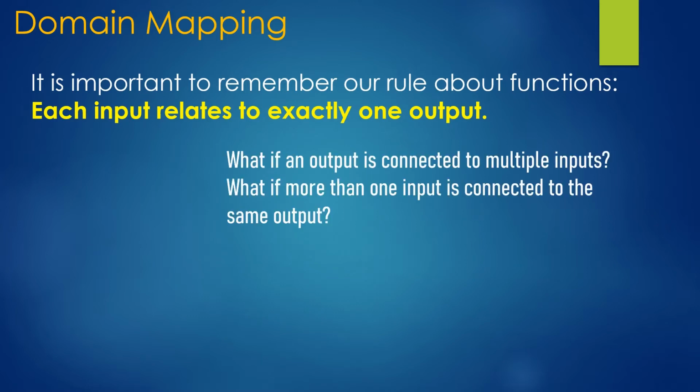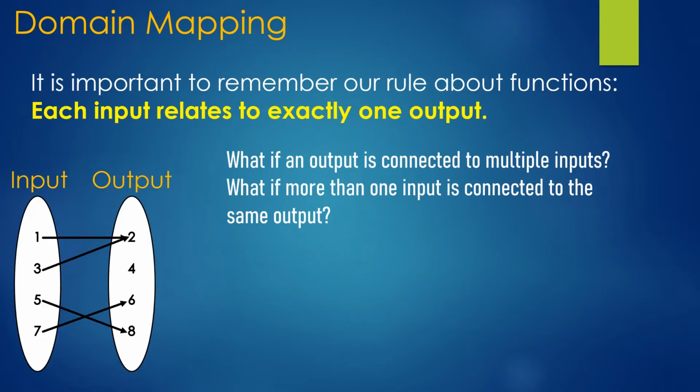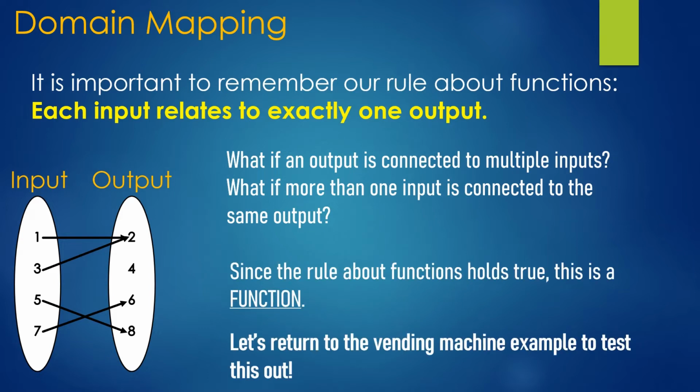But what if an output is connected to multiple inputs? Or what if more than one input is connected to the same output? What happens then? Well, if you look at this case, we have two inputs, 1 and 3, giving the same output of 2. Is that okay? Well, since the rule about functions holds true that each one gave exactly one output, this is a function. It's okay that same inputs give the same output.